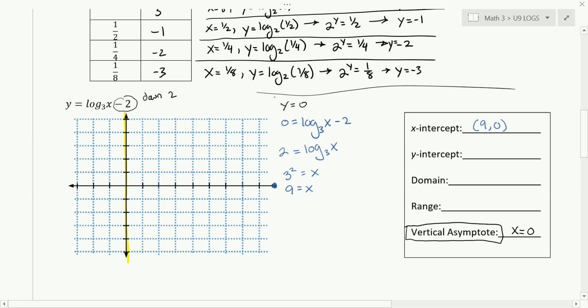What's the y-intercept going to be? Will it ever hit the y-axis? No, because the y-axis right now has the vertical asymptote. So you can try it out, but you'll get no solution. And so you can also recognize from your picture that you're not going to have a y-intercept. The only time you're going to have a y-intercept is when your vertical asymptote is to the left of the y-axis.